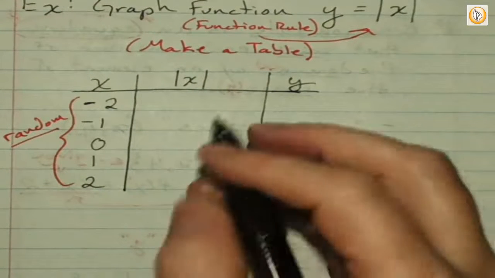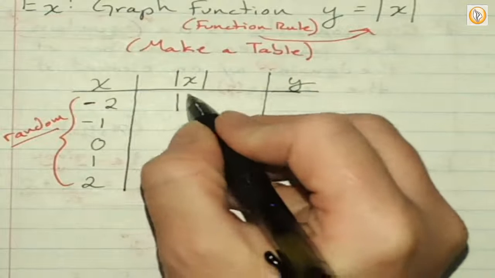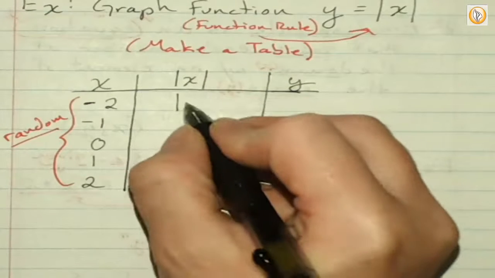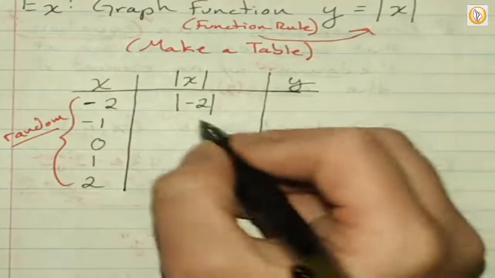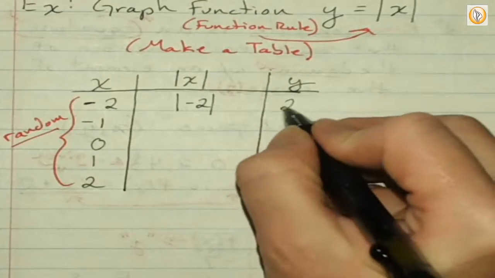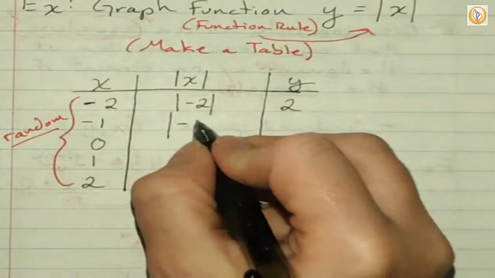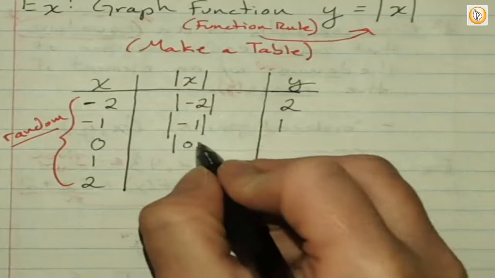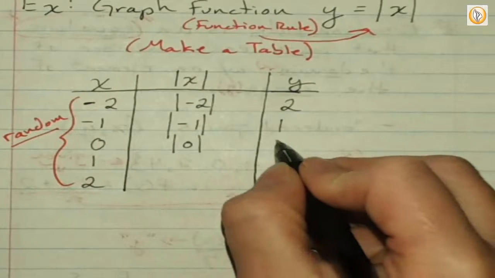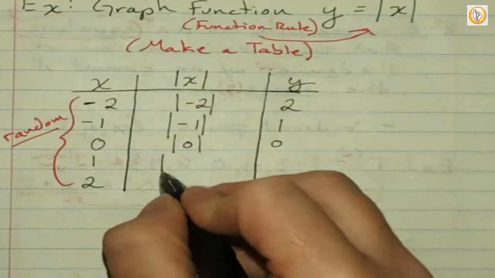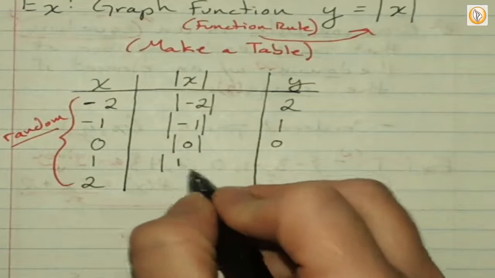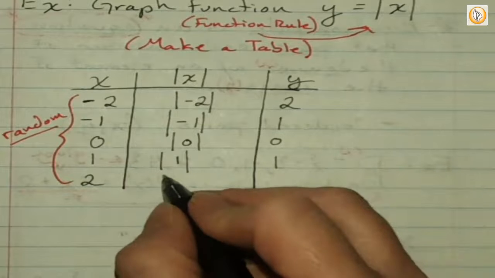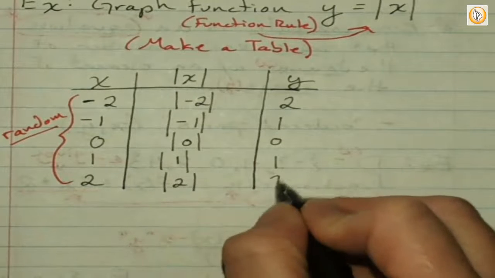Okay, so we're going to go ahead and substitute. You don't have to put this in parentheses because it's all by itself. So the absolute value of -2 is 2. The absolute value of -1 is 1. Absolute value of 0 is 0. Oh wait, I thought this was square root. Oh my god. Yeah. The absolute value of 1 is 1. Absolute value of 2 is 2.